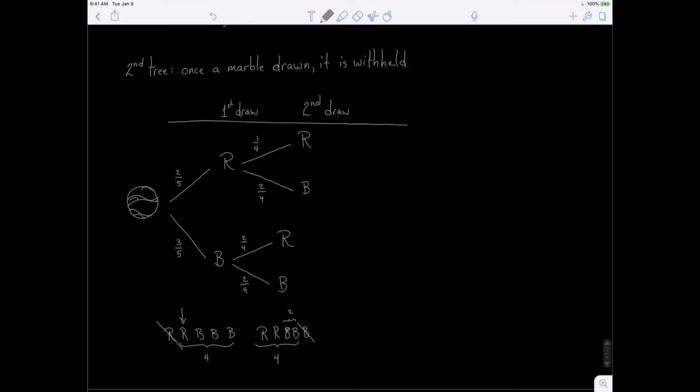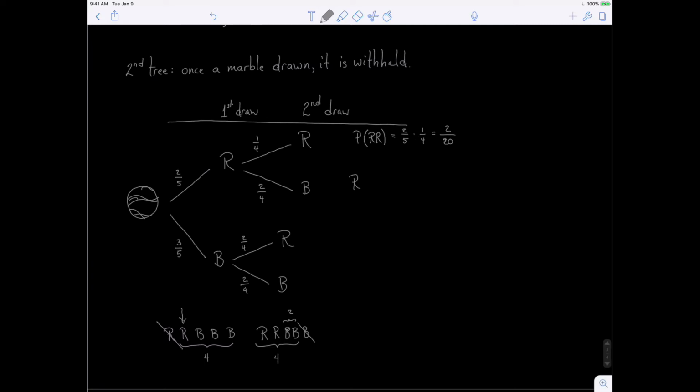And now let's calculate the probabilities of each. So the probability now of red is 2/5 times 1/4. That's 2 times 1, or 2. 5 times 4, that's 20. Now, you could reduce these fractions, but it makes the problem a little bit more difficult to see. So we're just going to leave them. Let's do the next one.